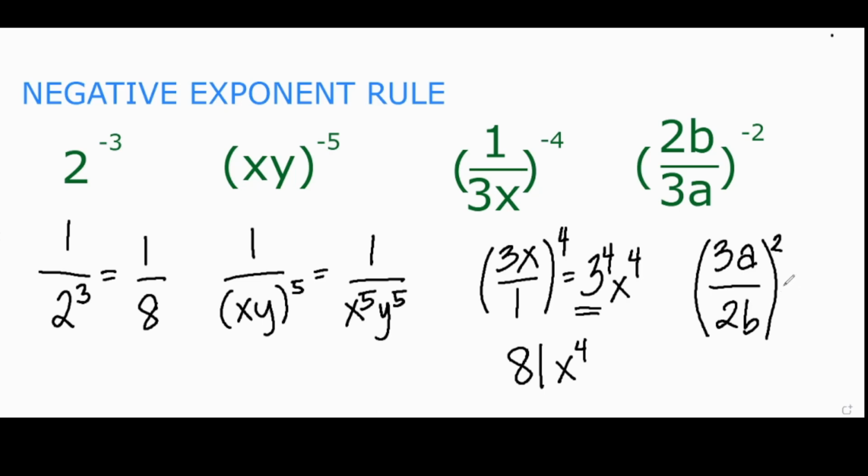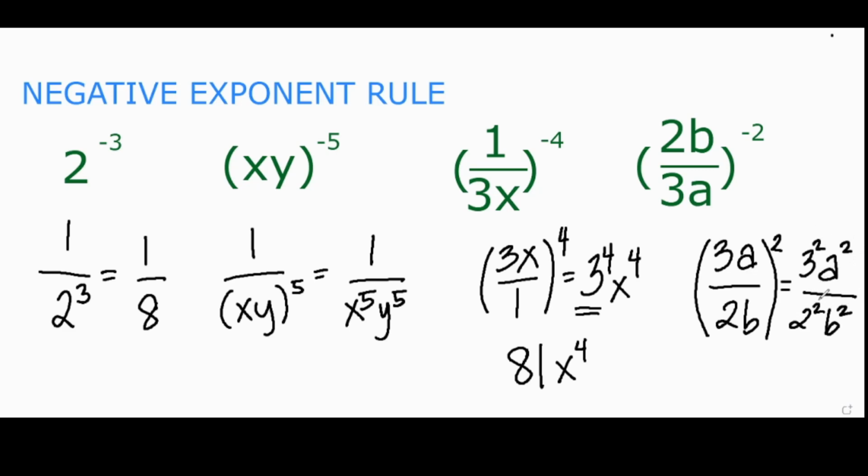Then, following the power rule, we must distribute it to all the exponents. We distribute it by multiplying the 2 to the exponents of our coefficients inside. And that will give us 3 squared, a squared, over 2 squared, b squared.